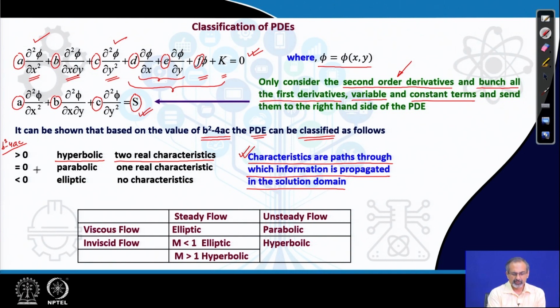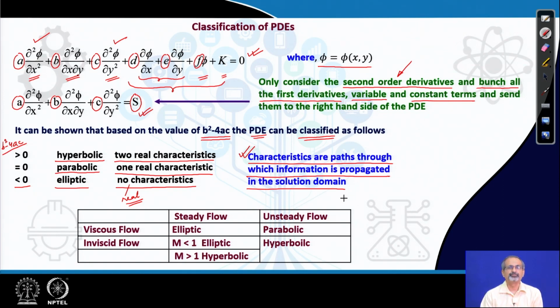When it becomes equal to 0, we have a parabolic partial differential equation, where instead of 2 there is only one real characteristic. So, there is still one path along which information can propagate. When it becomes less than 0, it becomes an elliptic partial differential equation, and there are no real characteristics. That means there are no paths or directions along which information can propagate. So, what is going to be the implication? We will see in due course.